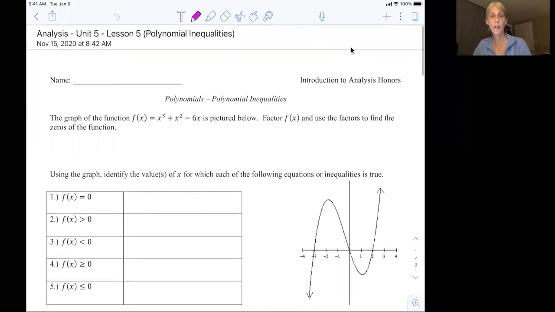Hey everyone, today we're on Unit 5, Lesson 5, Polynomial Inequalities.